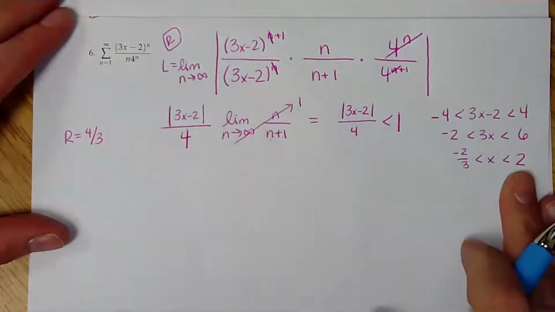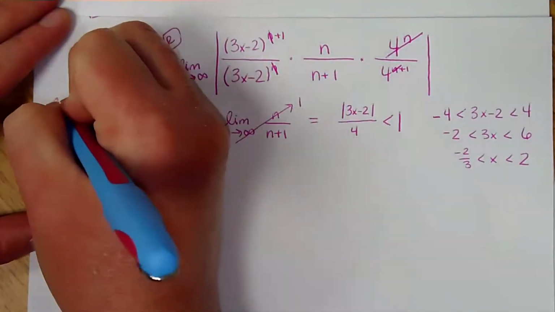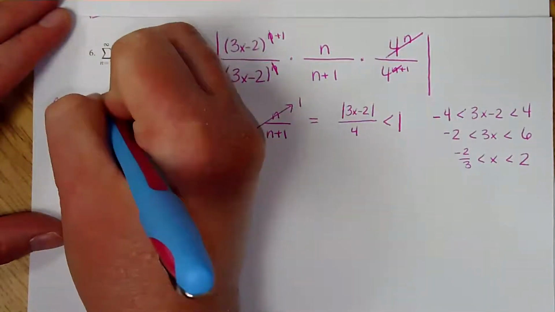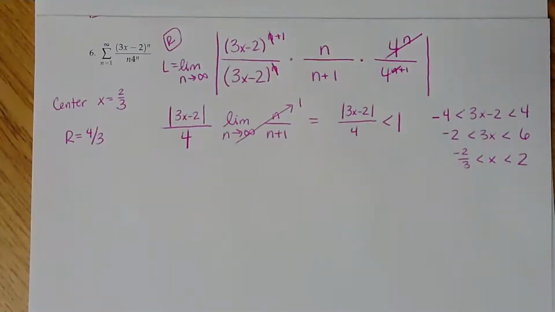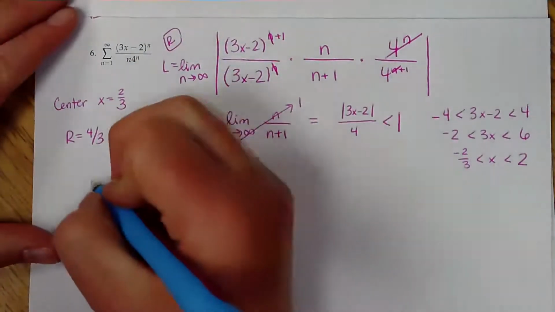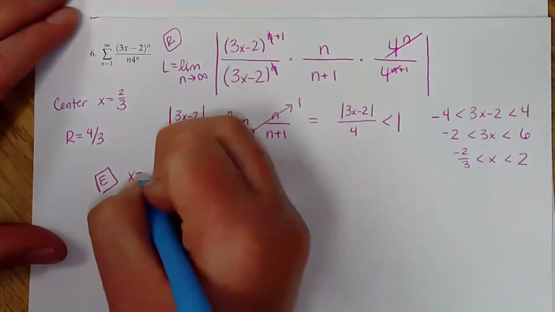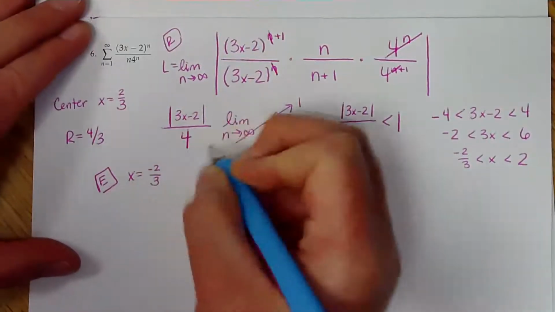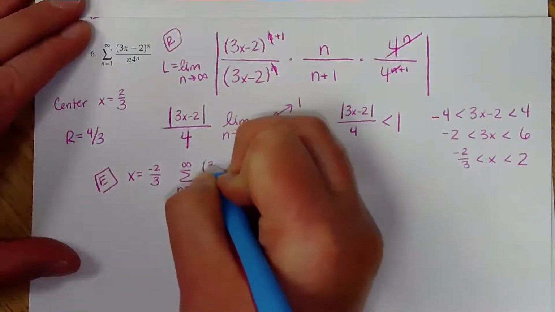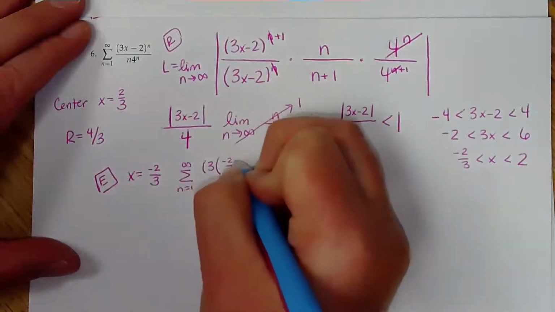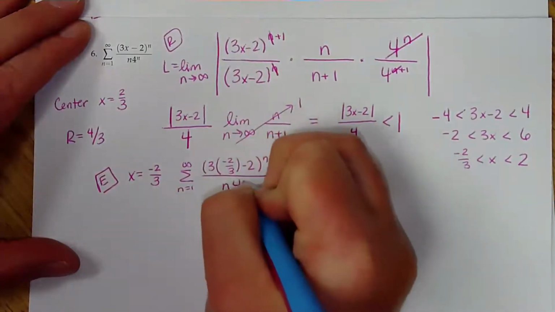Okay. And if I start at one endpoint, so if I start at this right endpoint, I can subtract 4/3 off. I'll find that my center is actually at x is equal to 2/3. So we have our center and radius, and now we're ready to test our two endpoints. So I'm going to start with my left endpoint, x is equal to negative 2/3. So the series n equals 1 to infinity of 3 times the negative 2/3 minus 2 to the n all over n times 4 to the n.